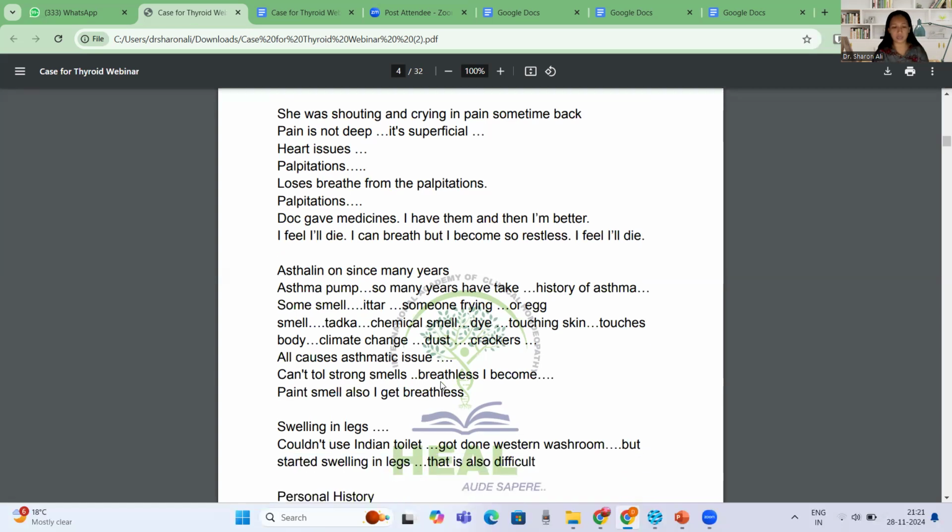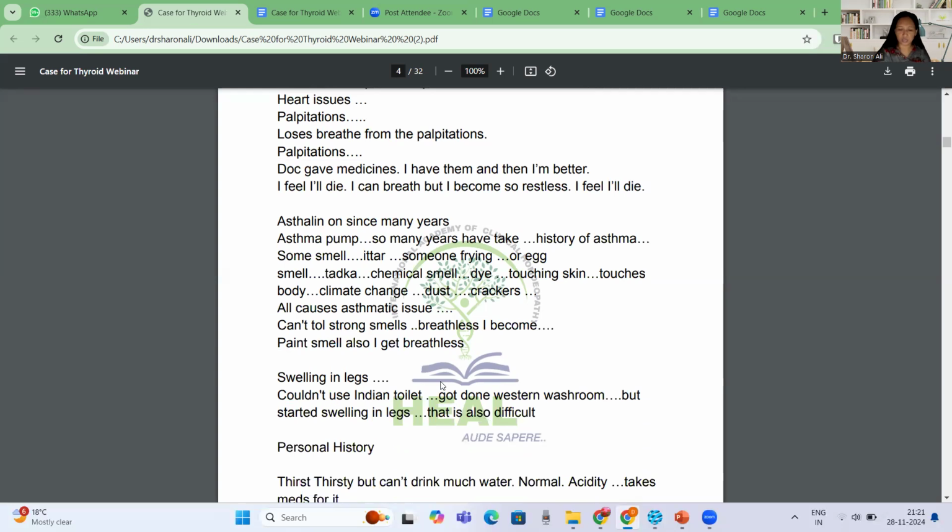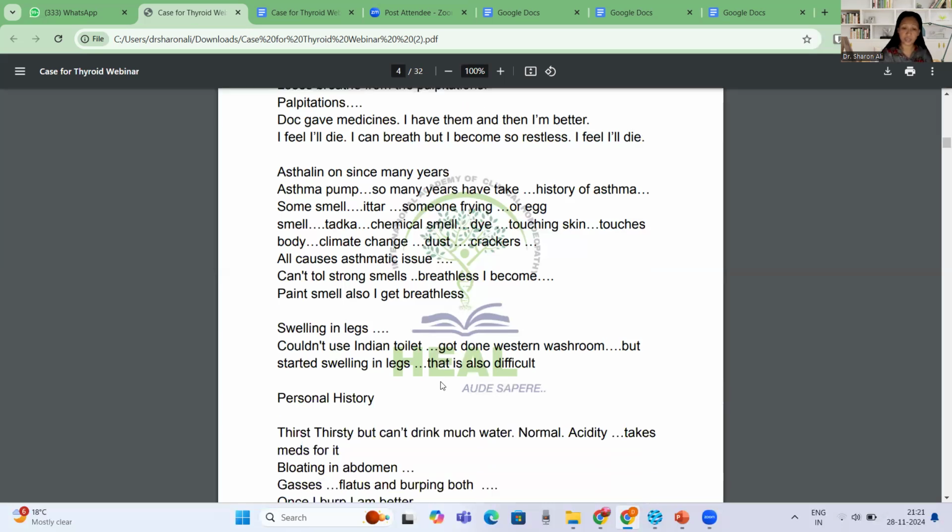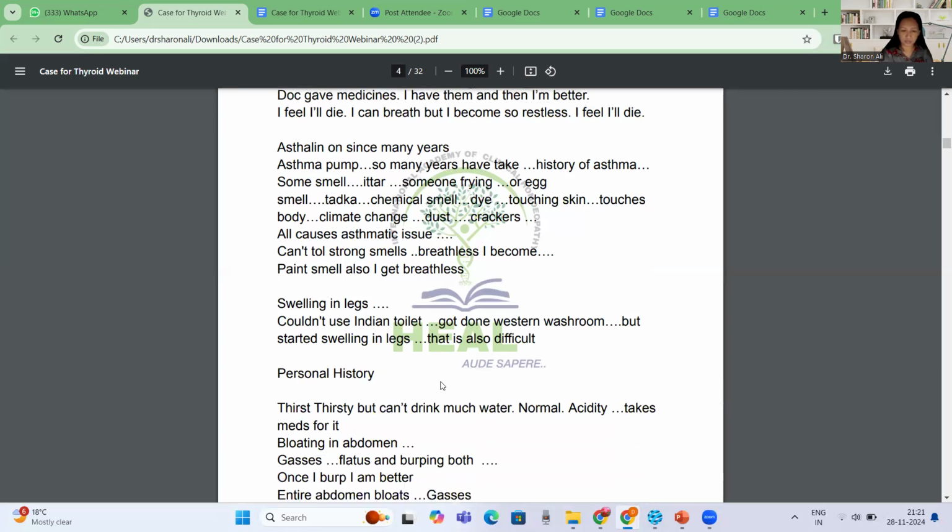She has swelling in the legs, can't use the Indian toilet. Okay. And she has to sit on the Western type of toilet. Only then she can pass stool. Okay, but that also is difficult. Someone has to take her there, get her back. She's thirsty, but she can't drink too much water.